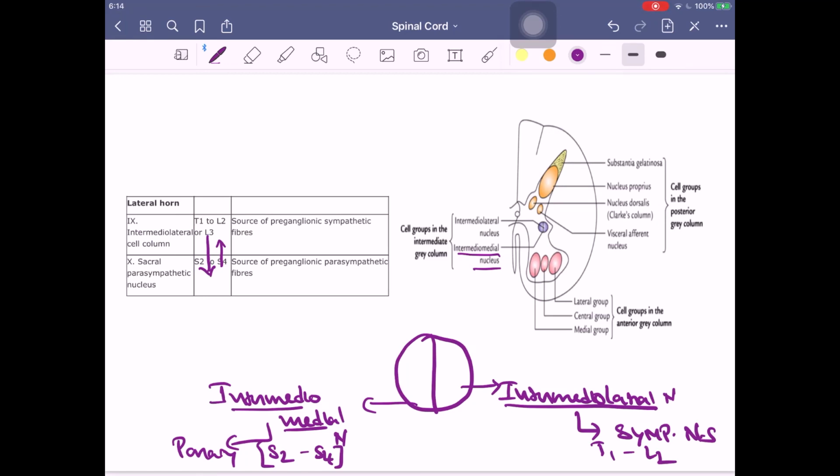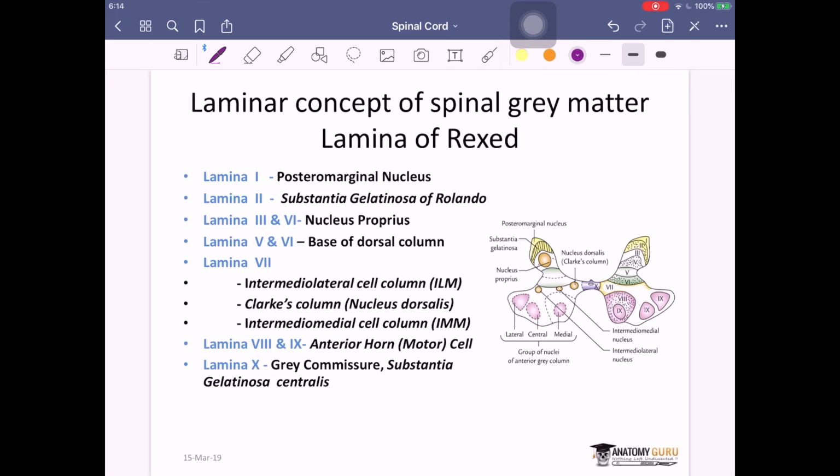Okay, and these are concerned with both motor and sensory information from all the viscera of your body.